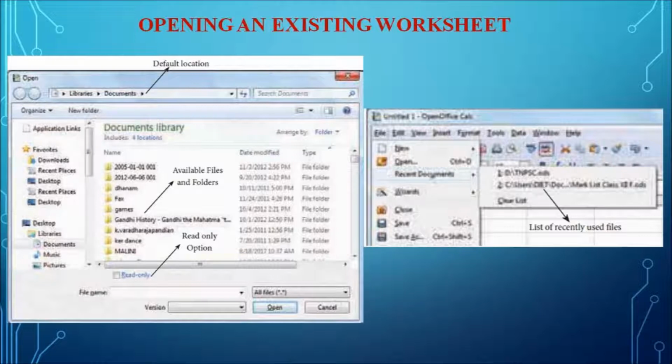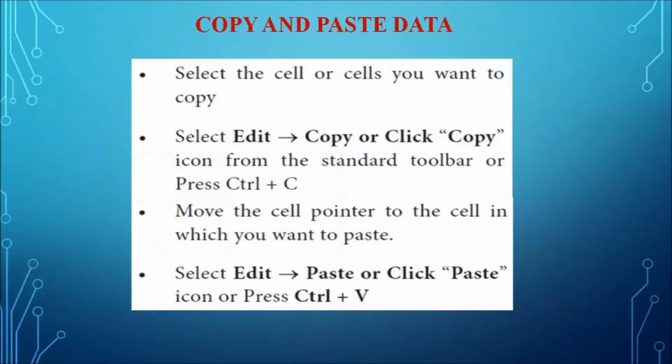So existing worksheet. And the second option is using recent documents. Recent document means the user can select the recent document option from the file menu. From the file menu, the recent document option will be next to the open option. There will be a right-headed arrow. When you click on recent documents, the recently used documents will be viewed, so the user can directly select from there also. This is how the user can open an existing worksheet.